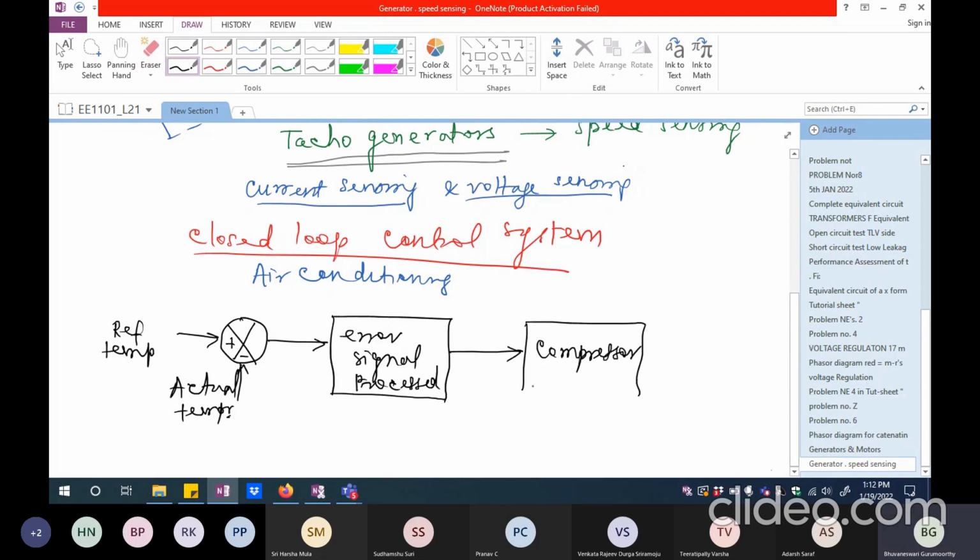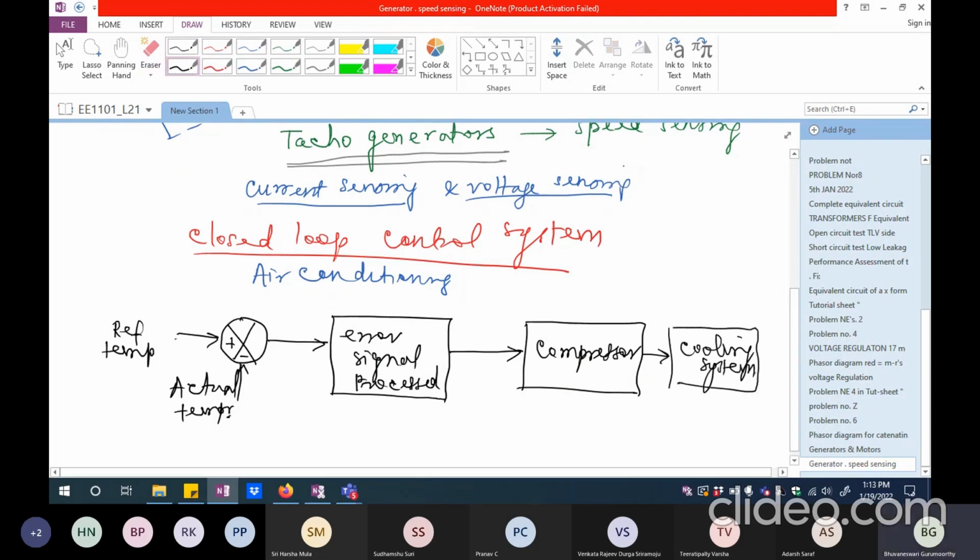The compressor will continuously be turned on and off, because it will compress the coolant and allow it to expand. When it is expanding, it will also cool the surrounding air. That's what it is going to do. So whether the compressor has to work or not will be decided by the difference between the reference temperature and the actual temperature. This compressor's coolant mechanism is going to give the output to the cooling system.